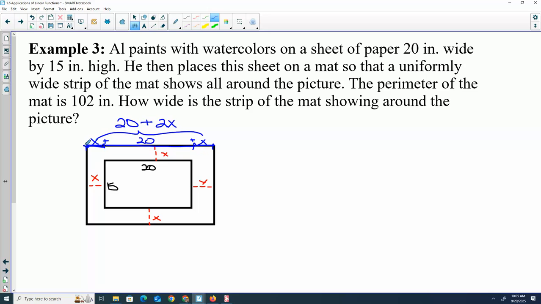Okay, let's look at this one. How far is it from here to here? What about from here to here? And from here to here. So, all together, what would I do with those numbers? 16 plus 2x, because we're adding them.